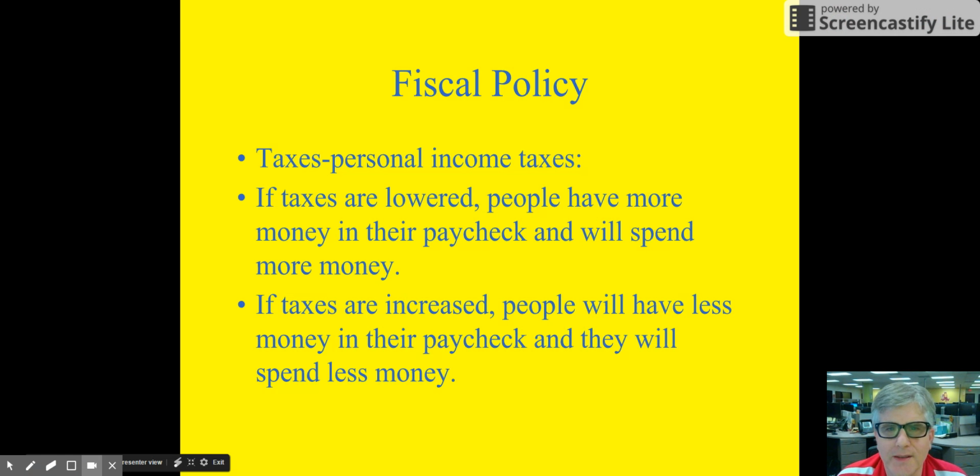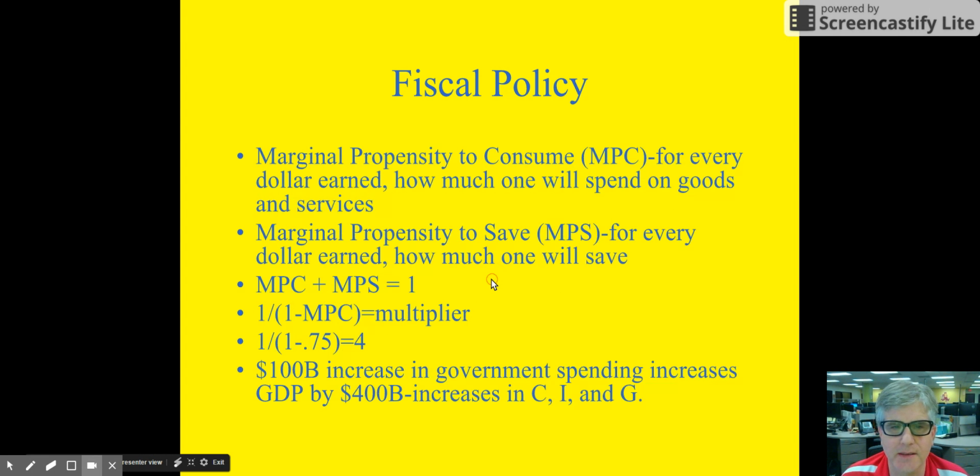Okay, fiscal policy tool number one, taxes, personal income taxes. If taxes are lowered, people have more money in their paycheck and they'll spend more money. If taxes are increased, people have less money in their paycheck and they'll spend less money. So this is the basic theory: we want to stimulate the economy or slow down the economy by using taxes.